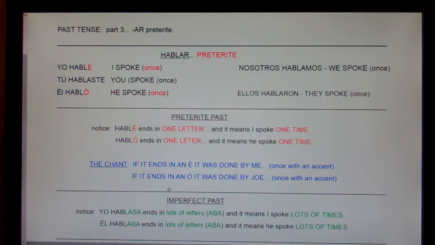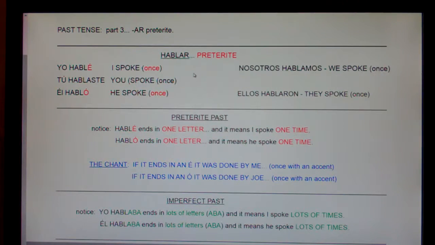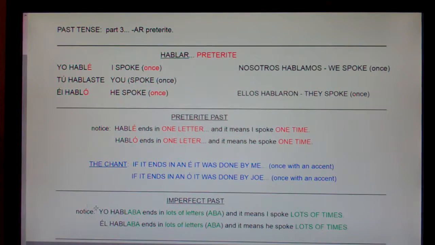Now that's the purpose of the next clip. In past tense part 4, I'm going to talk about the difference between preterite and imperfect for translation and clarification. But in this clip, I wanted to give you one verb, the verb hablar, and get you to start thinking about what's the difference between hablé with one letter and hablaba with lots of letters. And again, hablé with one letter means I spoke one time. Hablaba with lots of letters means I spoke lots of times. Hopefully you're starting to understand the difference between preterite and imperfect forms of the verb. This has been past tense part 3, AR verbs, preterite.